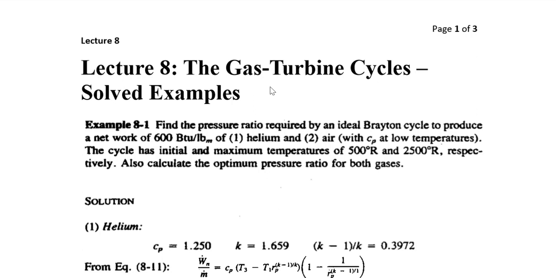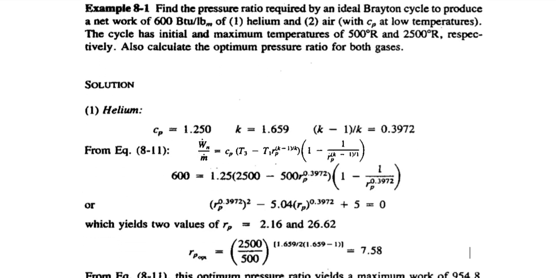So the question is, we have been given the net work, which means the turbine work minus the compressor work, which is 600 BTU per pound mass, and we need to find the required pressure ratio for this work done. Then the second part says we need to find the optimum pressure ratio at which the maximum work done would be possible. So let's start the example, starting with helium.